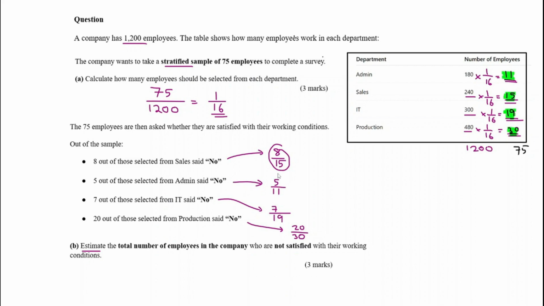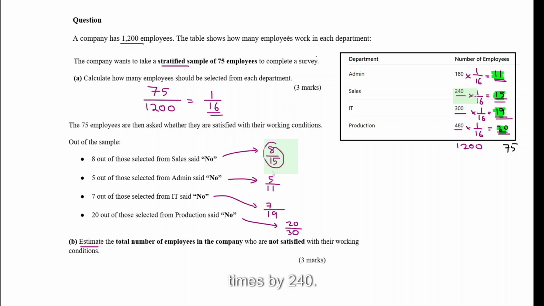Now the question is, estimate the total number of employees in the company who are not satisfied with their working conditions. Now here's what you need to understand. This is the sales team. The 15 represents actually 240 people. So if 8 people out of 15 are not satisfied, in reality, we can estimate by multiplying by 240. That would be the number of people who are probably not satisfied with their working conditions.